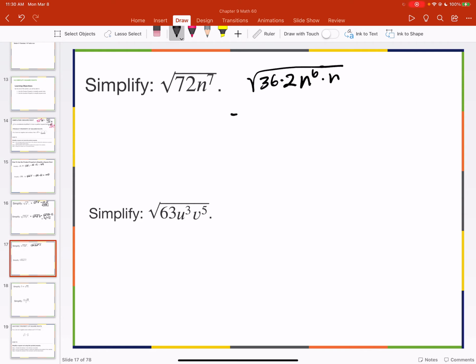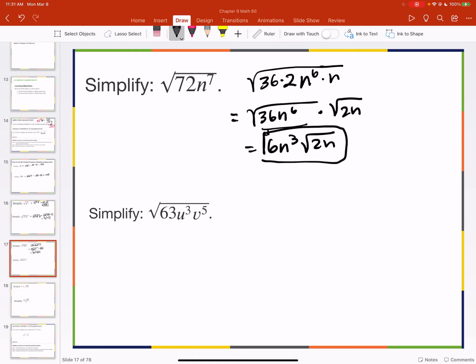So you can commute this. You can write this as square root of 36 n to the power 6 times square root of 2n. Well, this is just going to be 6n cubed square root of 2n. And why? Because square root of 36 is 6, and square root of n to the power 6 is n cubed. So that's that.